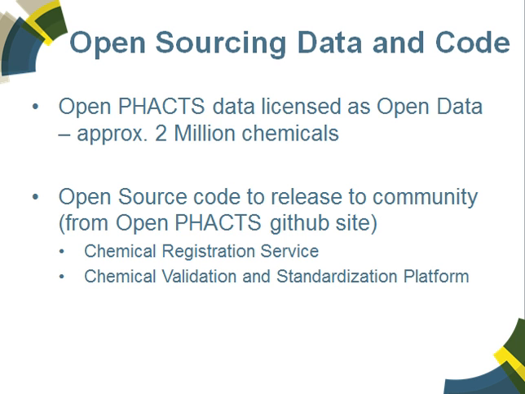And we've got the pieces that we've been building for this, the chemical registry service and the chemical validation and standardization platform, are available as open source code, released to the community, and they're available from GitHub. Right now, the chemical registry service is available from GitHub. It will be updated shortly, and CVSP will be another component.